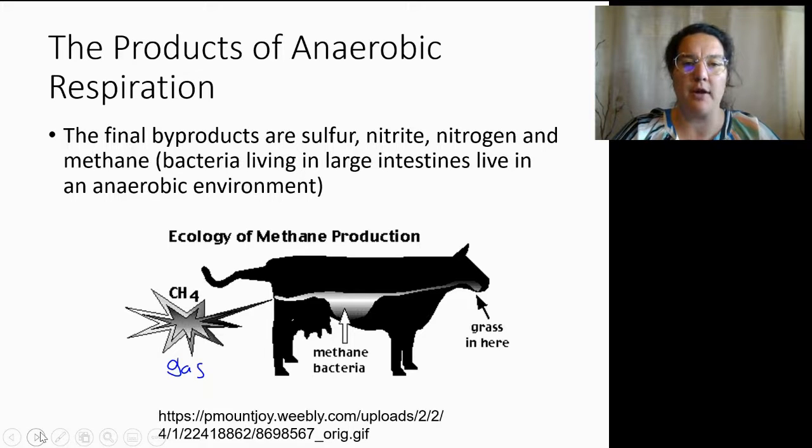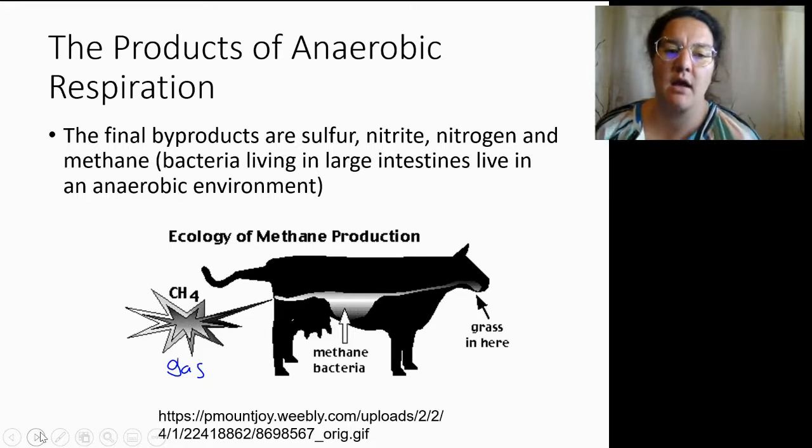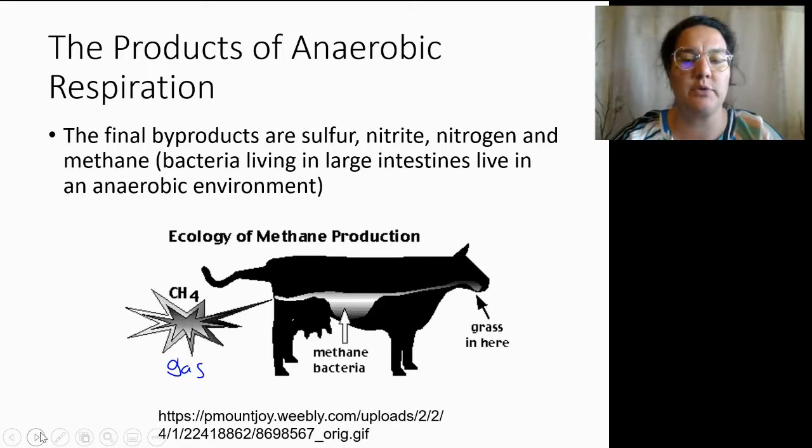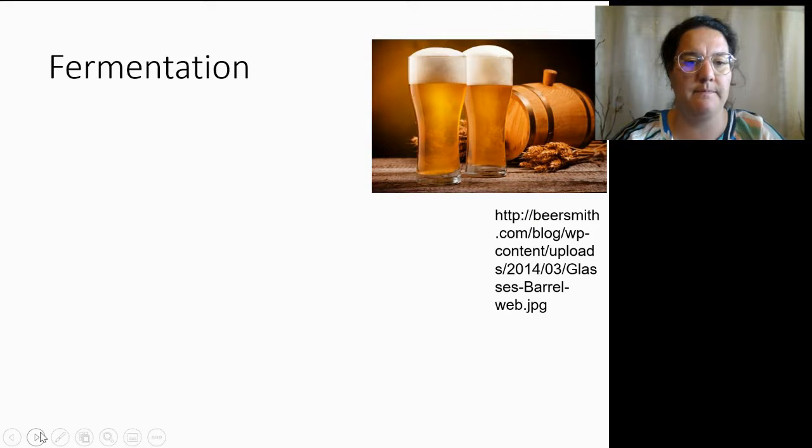So the final byproducts of anaerobic respiration are sulfur, nitrogen, and methane, produced by bacteria that live in anaerobic environments such as the large intestine. So we have a lot of methane gas produced during anaerobic respiration.